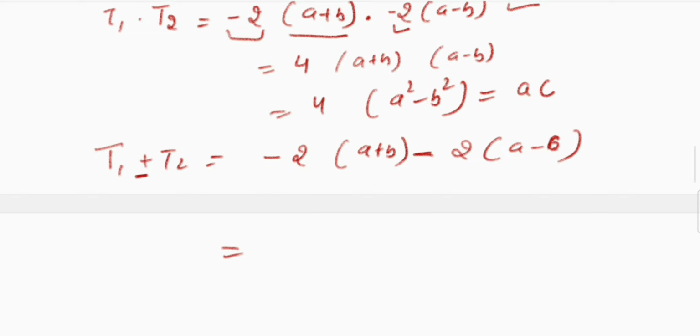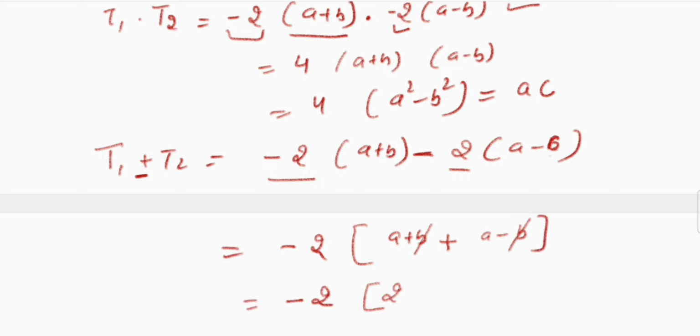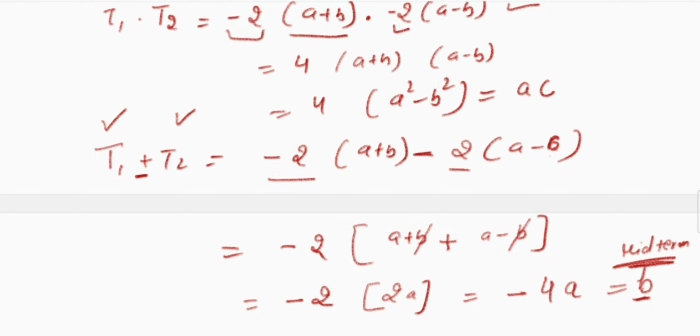So now we'll add these two terms. Let's see what we'll get. Negative 2 times, so I'll take this common out. Inside I will be left with (a + b) plus (a − b). So this is equal to −2 times 2a, which is equal to −4a, which is my midterm. So therefore I can write my quadratic equation in terms of these two terms, t1 and t2.